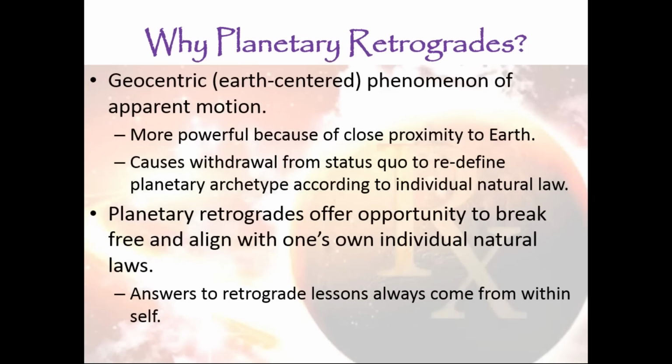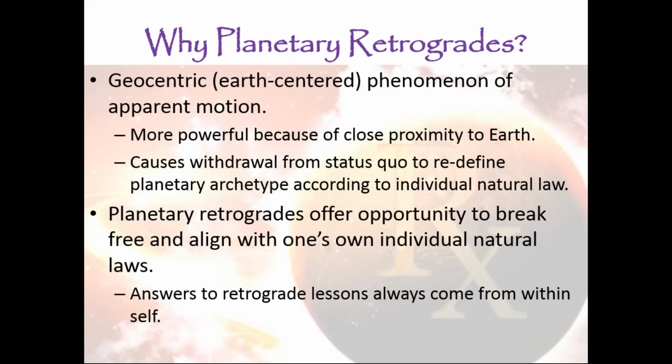So why planetary retrogrades? They are geocentric or Earth-centered phenomena of apparent motion. Anytime a planet is appearing to be retrograde, in other words, reversing through the sky from its normal direction, it is always closest to Earth, and it makes it more powerful for us experiencing these planetary retrogrades. It causes a withdrawal from whatever the status quo is, and has us reviewing and redefining whatever that planetary archetype is according to what our individual natural law is. In other words, it's an opportunity for us to break free from consensus conditioning and ask, how do I want to operate with this planetary archetype? So we get to break free and become who we essentially are when we have planetary retrogrades.